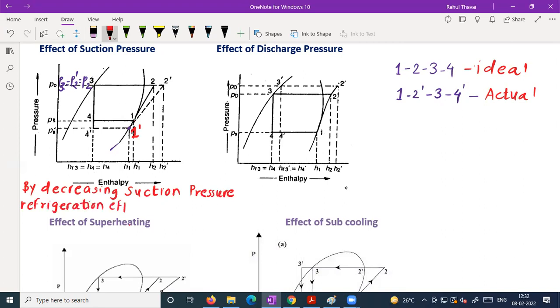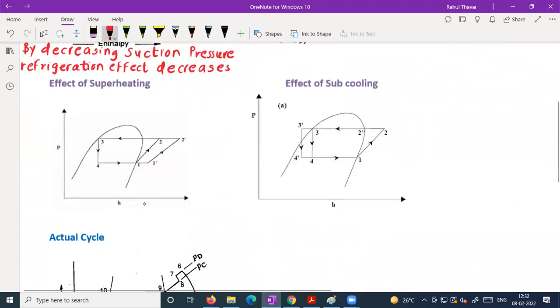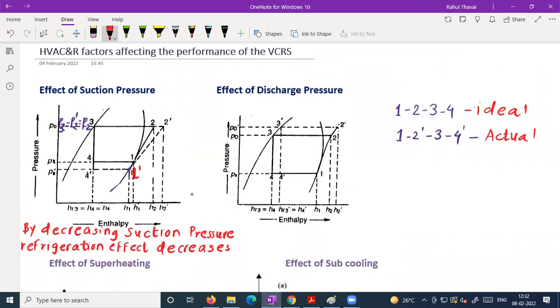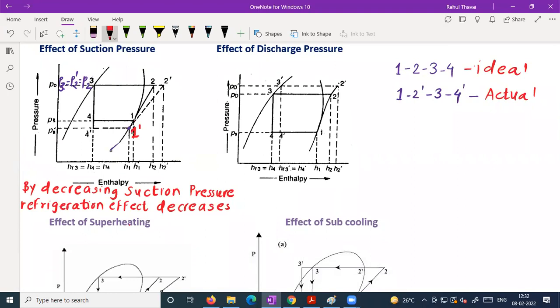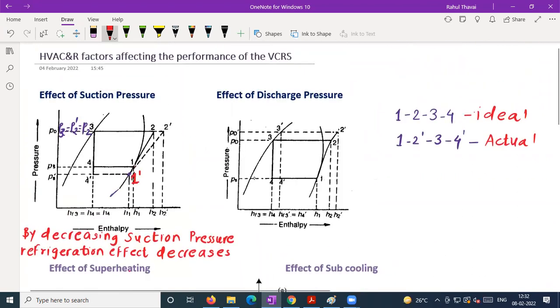What happens with the refrigeration effect? It decreases. Is that okay? Yes. So the refrigeration effect decreases. That means the refrigeration effect initially was H1 minus H4. Now it becomes H1 dash minus H4 dash. So we got the value of H1 dash minus H4 dash. Just give me a minute. I'll write this down in detail.